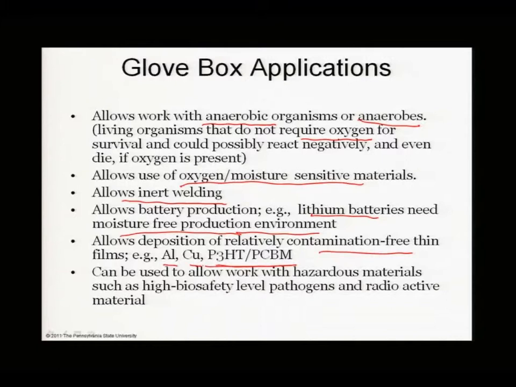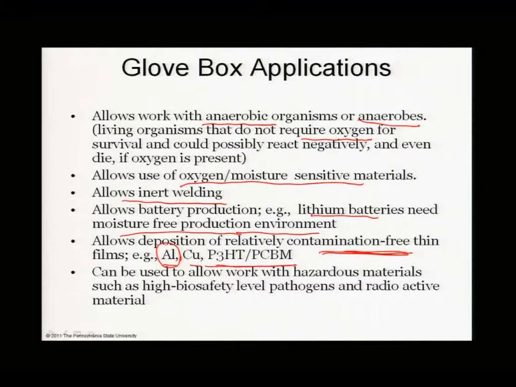For example, aluminum very easily forms an oxide, and that's not going to happen if you do the evaporation in a glove box. Of course, it won't happen if you do the evaporation in a vacuum system, and if you do the evaporation in a vacuum system in a glove box, it's surely not going to happen. So, glove boxes can be interesting for contamination-free processing.